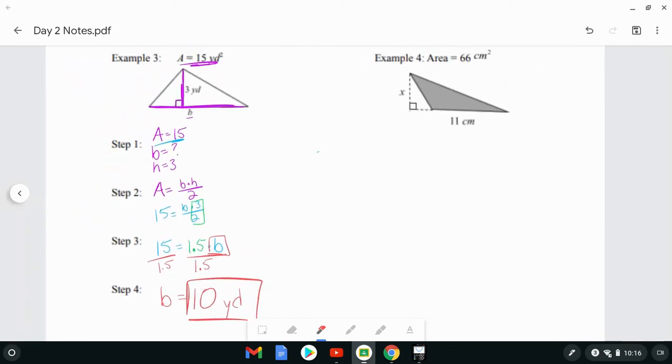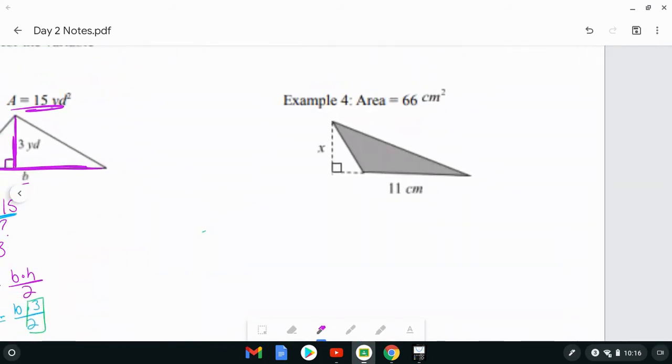For example 4, I took away the little guidelines for the steps, but again, we're still doing the same thing. A is going to equal 66. The base right here is given 11, because that's the side of the triangle. We get 11. And then the height, remember, is that vertical 90-degree angle with our base. So that's going to be x.